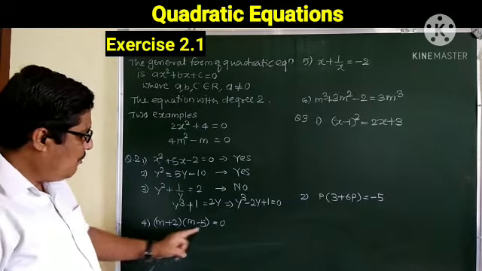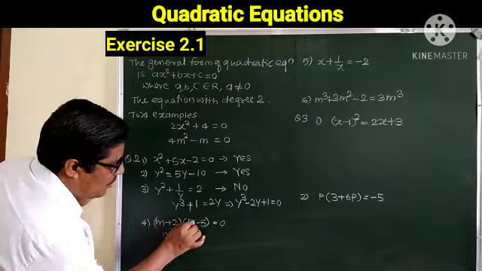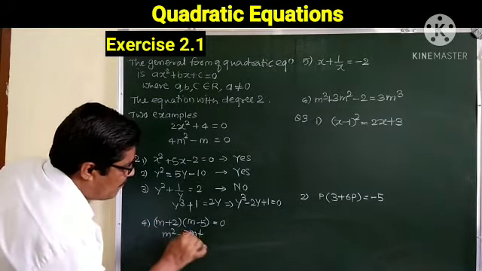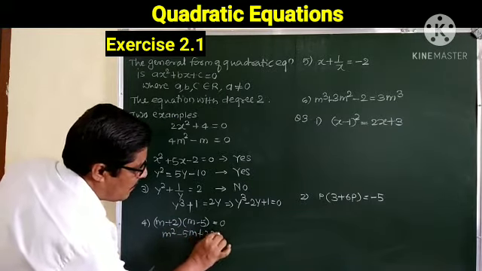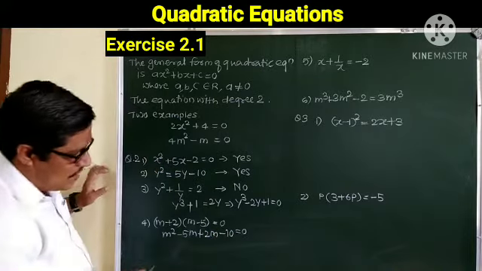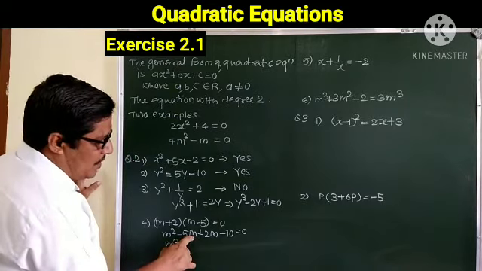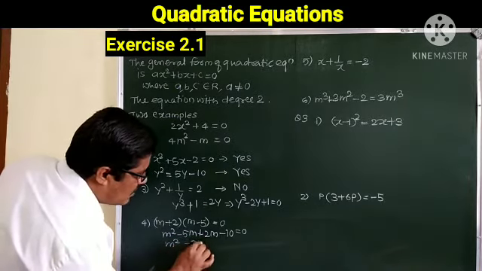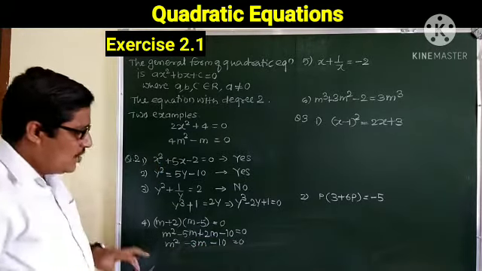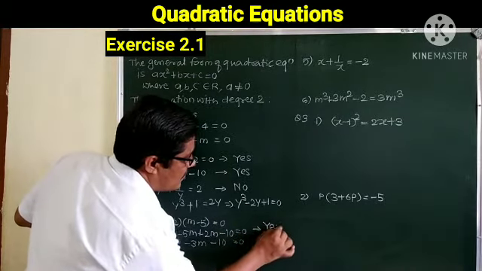Now in this case, if we multiply these two brackets, m into m square, minus 5m plus 2m, 2 into minus 5, minus 10 is equal to 0. Then m square minus 5m plus 2m, that is minus 3m, minus 10 is equal to 0. So this is a quadratic equation. So here we can write yes.